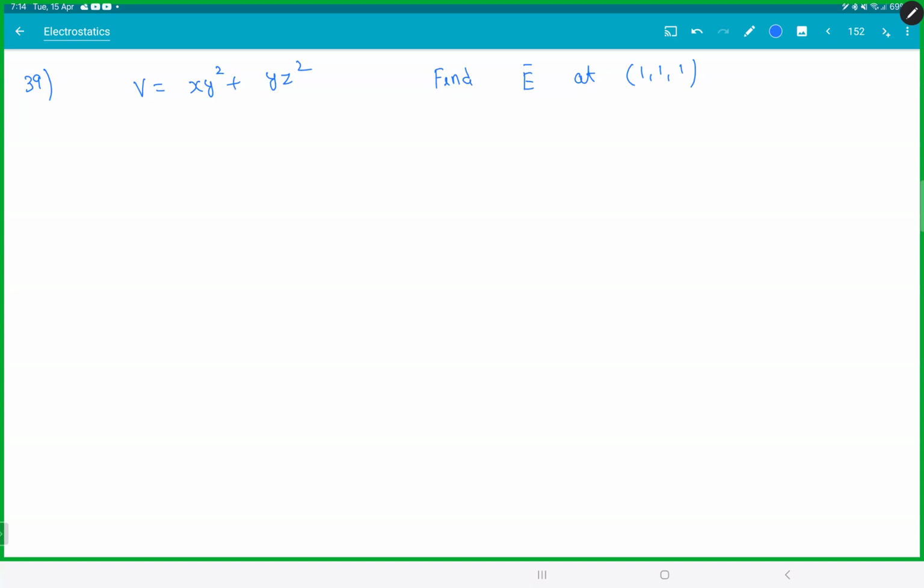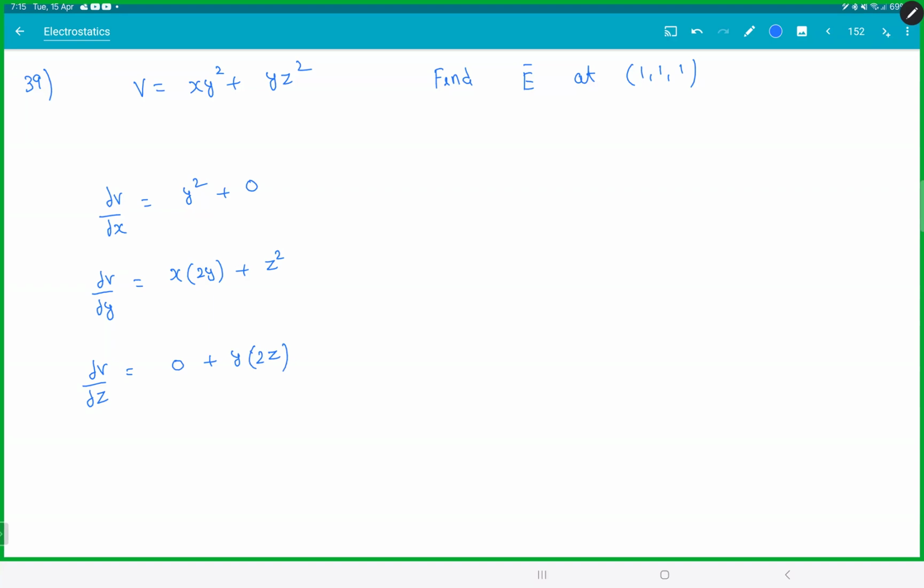Let's see. So first thing, dou v by dou x will be, x is a variable, everything else is constant. So this will be y square. Dou v by dou y will be x into y square's differential, which is 2y. Z square is constant, dou y by dou y is 1. Dou v by dou z will be, in xy square there is no z, so that will be 0. In yz square, z is a variable, so y will come out and that will be 2z. Is that clear, everyone? How we're doing partial differentiation?